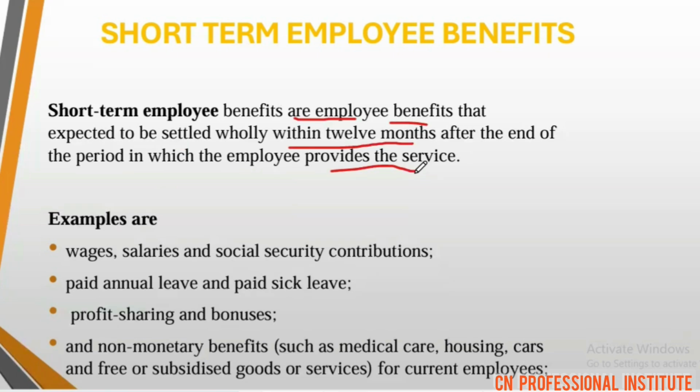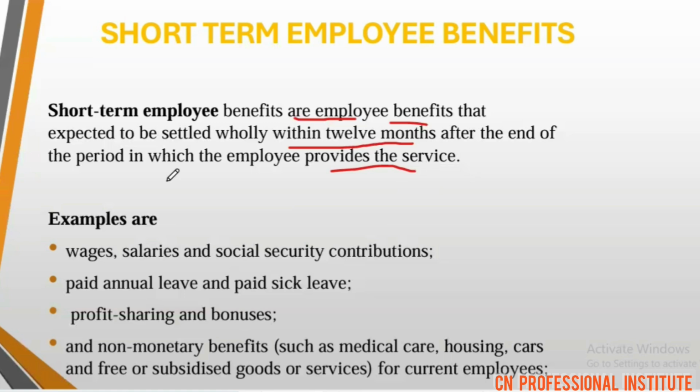So if the employee provides service to the entity, to the company, with the short term, it has to be settled within what? 12 months. That's all. That's the short term employee benefit. They are supposed to be paid within 12 months after the end of the period in which the employee has worked for the company or provided a service for the entity.